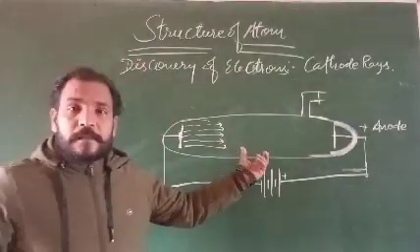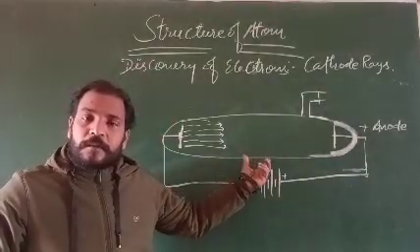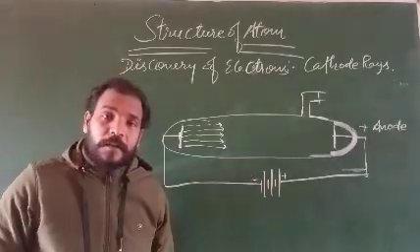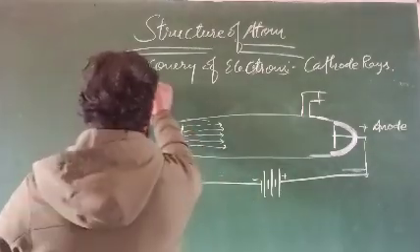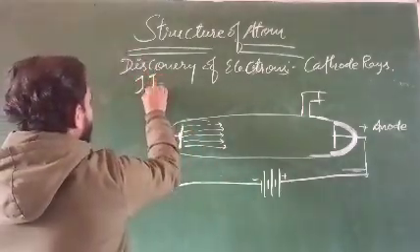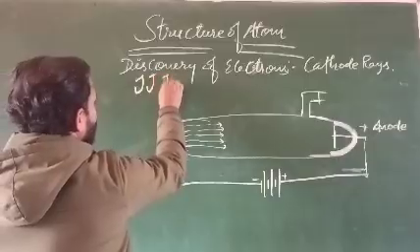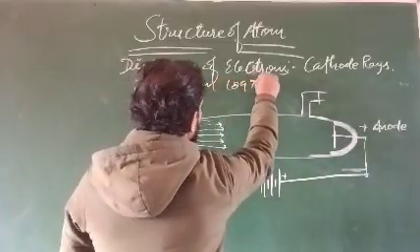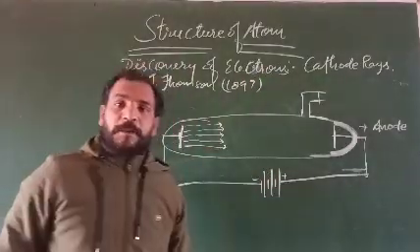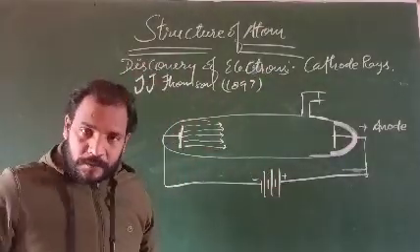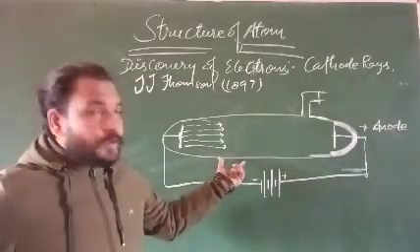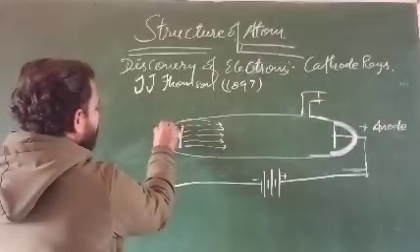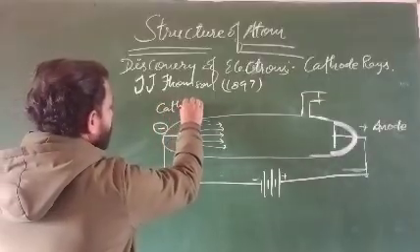Now, this is the diagram of the discharge tube made by J.J. Thomson, who in 1897 discovered the electron by performing the discharge tube experiment. The discharge tube is a glass tube which consists of two electrodes. That one is the negative terminal, this is the cathode.